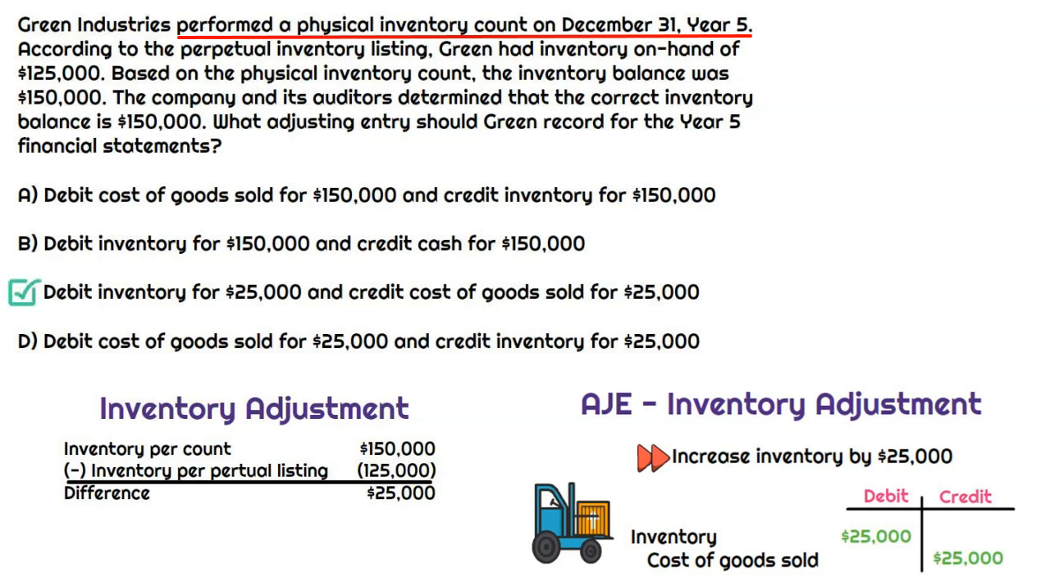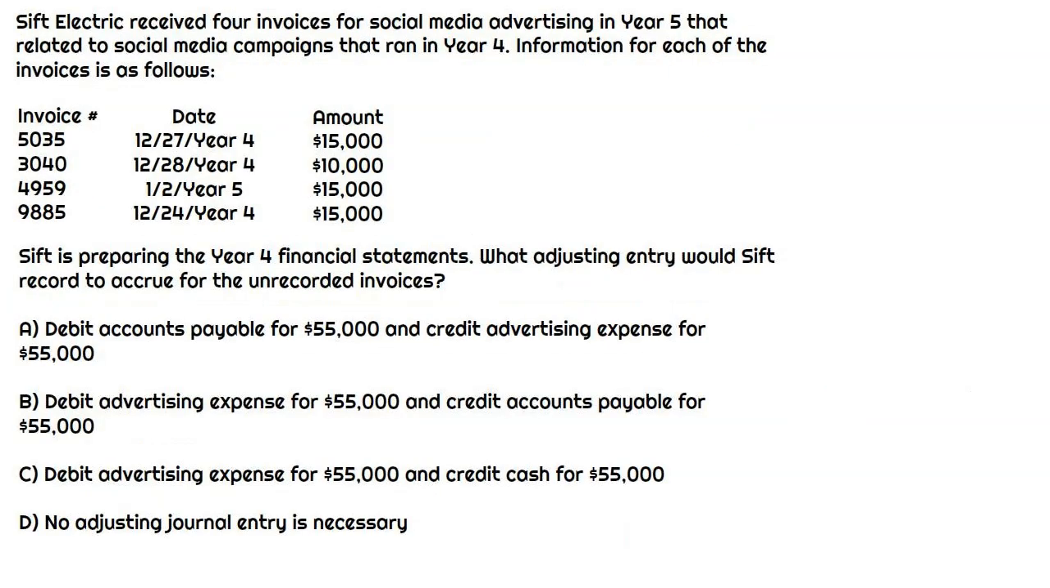So the correct answer is going to be debit inventory for $25,000 and credit cost of goods sold for $25,000. So Sift Electric received 4 invoices for social media advertising in year 5. However, those related to social media campaigns that ran in year 4, right? So when should the expense be recognized?